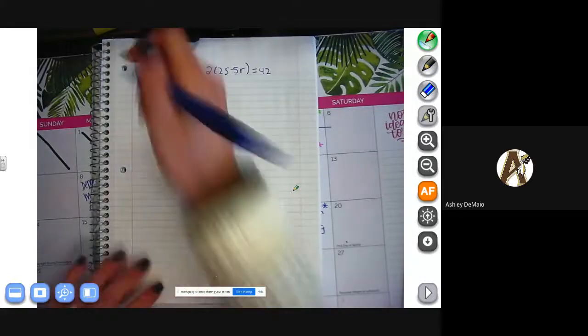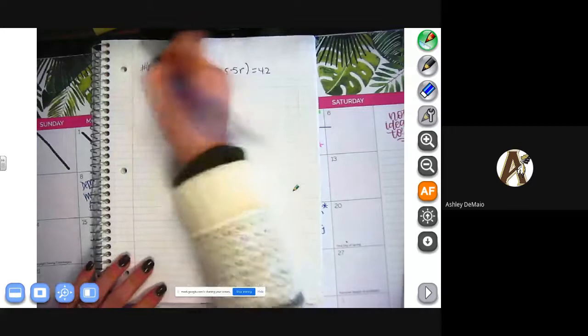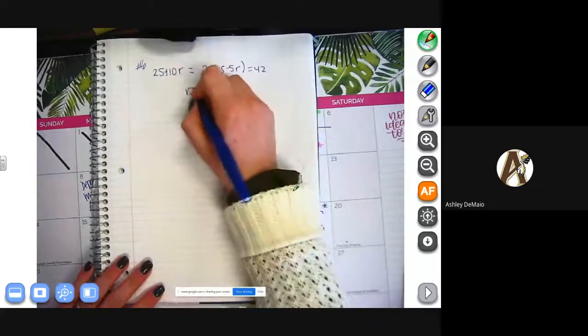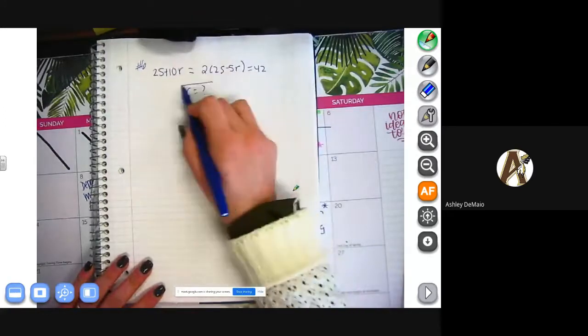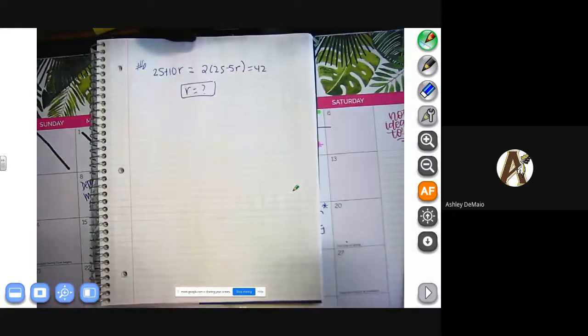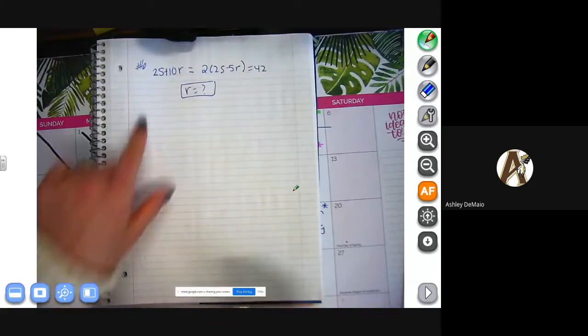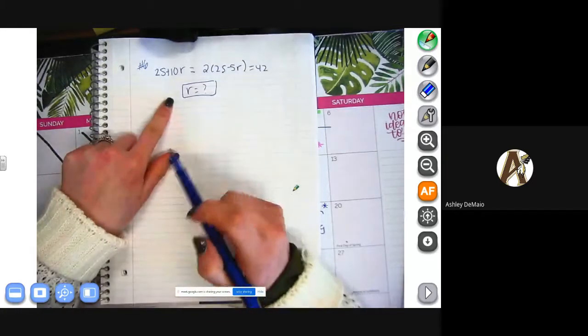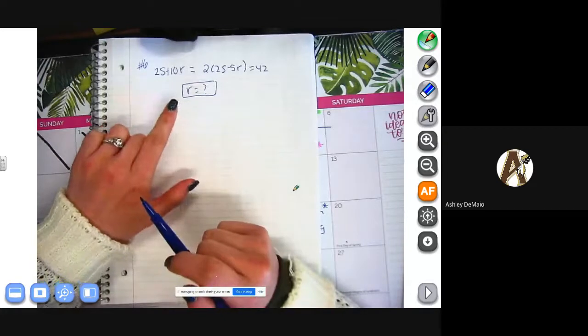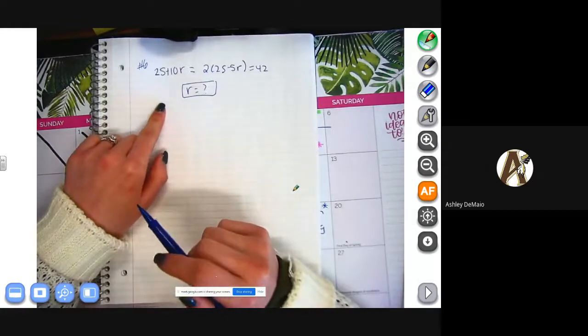So this is turn number 6. And the given information, it wants you to tell them what R equals. Okay, so I know it's multiple choice, but I'm not going to write those down because once we find the answer, you'll be able to choose that from the multiple choice on your Edge Elastic. So the given problem says 2s plus 10r equals 2 times 2s minus 5r equals 42.